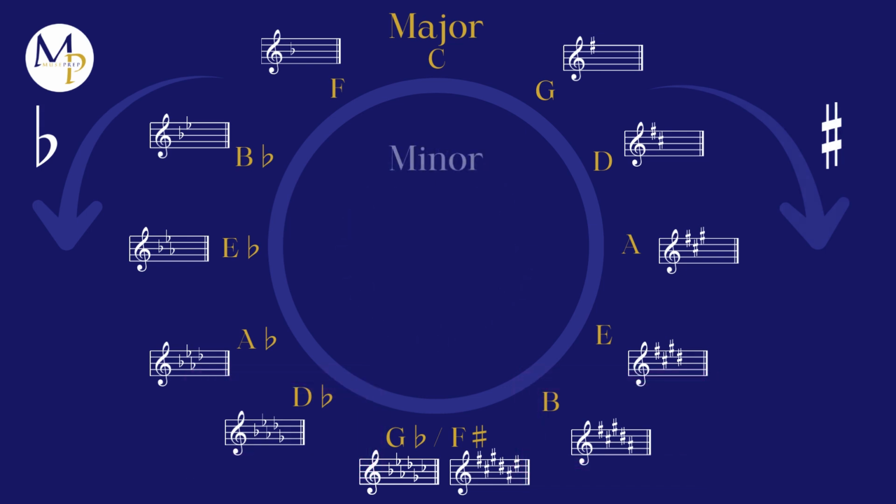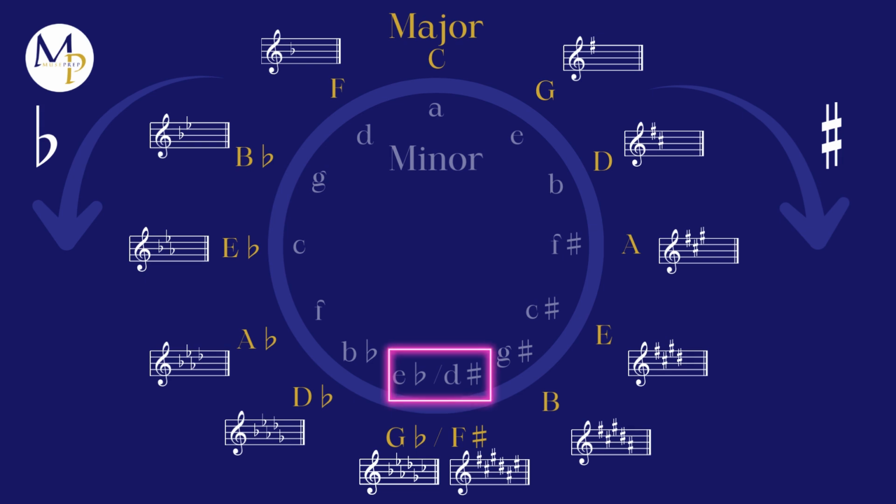The minor keys are traditionally placed inside the circle, next to their relative major keys. Here too, the circle closes at the 6 o'clock position with D sharp minor and E flat minor, both having 6 accidentals. Using the circle of fifths, you can immediately see how many sharps or flats a key has.